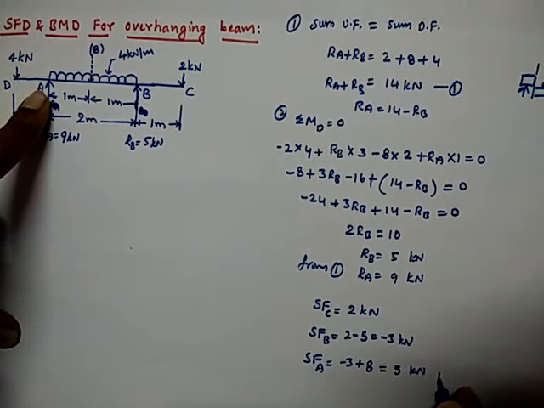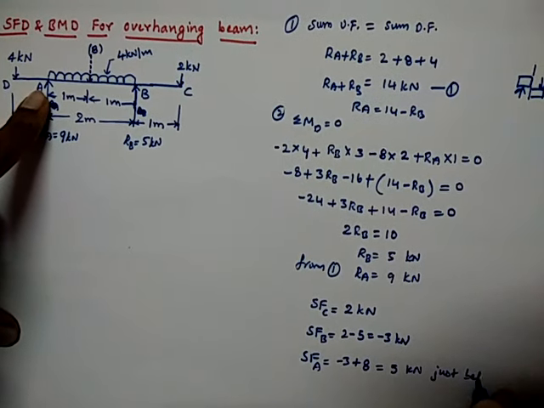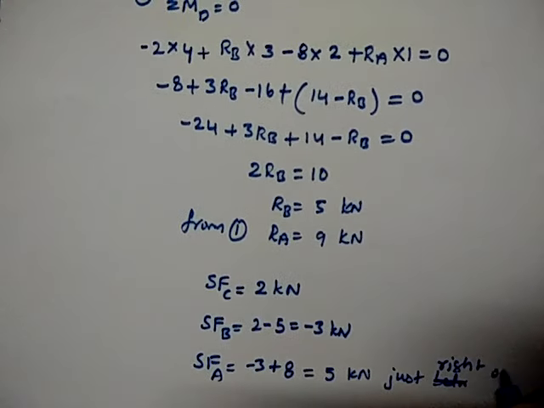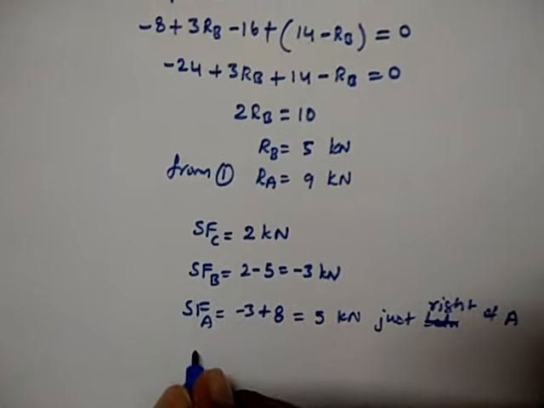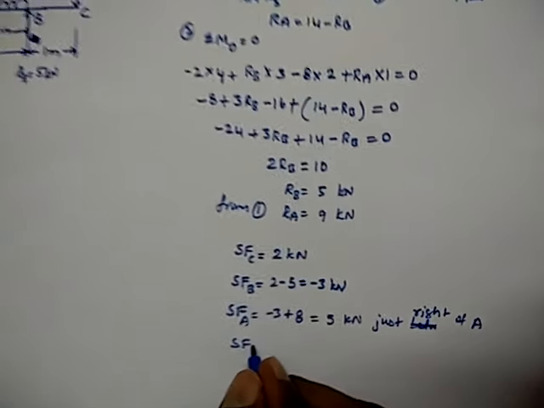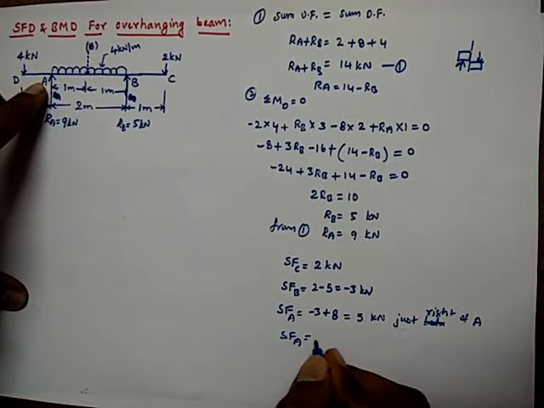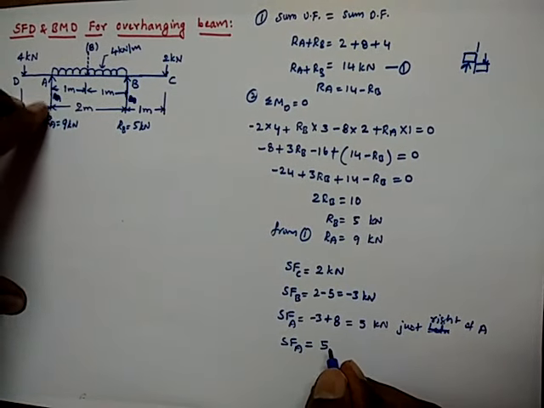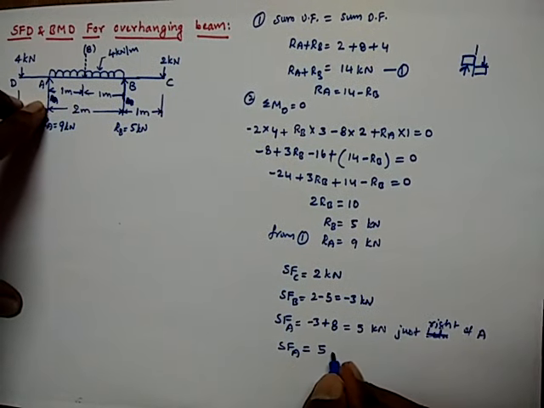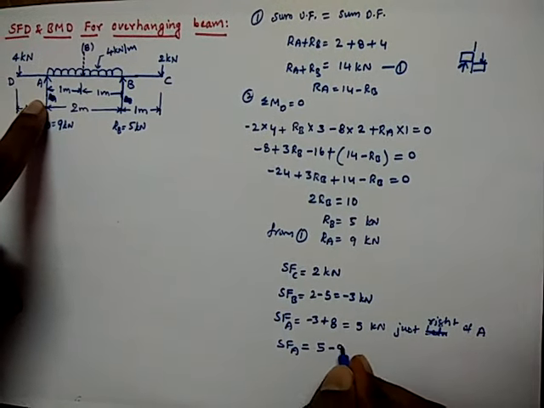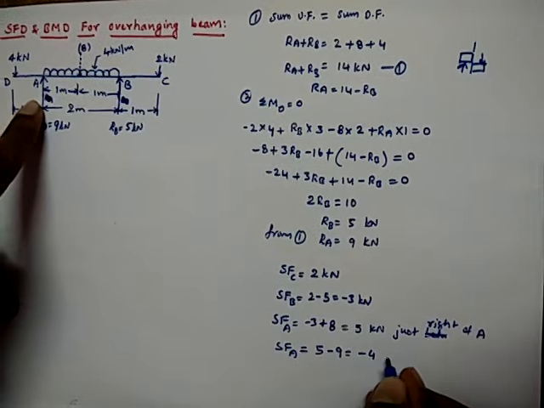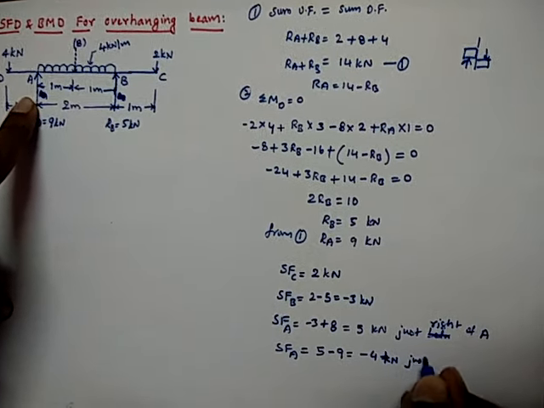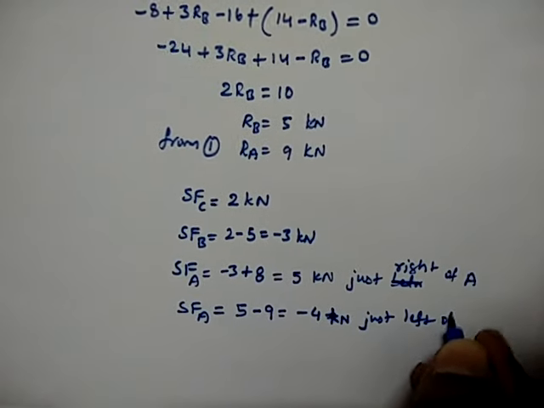This is the shear force value just right of A here. And the shear force just left of A: just right is 5, and here all of a sudden a load is acting, and it is going upward, which means it is negative, so it is minus 9, so it is minus 4, so the shear force is minus 4 kilonewtons just left of A.